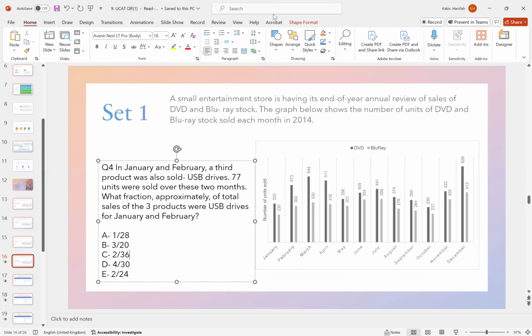So I think another easy mistake here is to only calculate January instead of January and February. Yeah, okay. That's quite a common type of question.